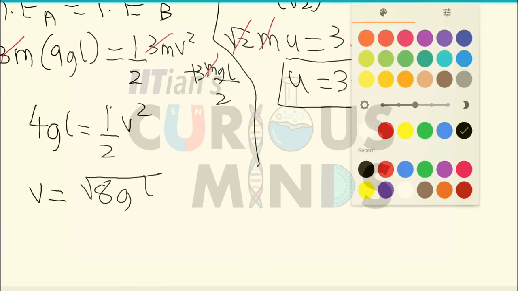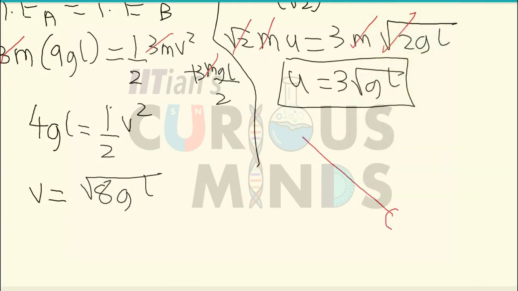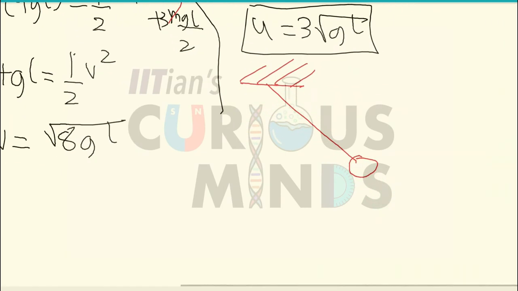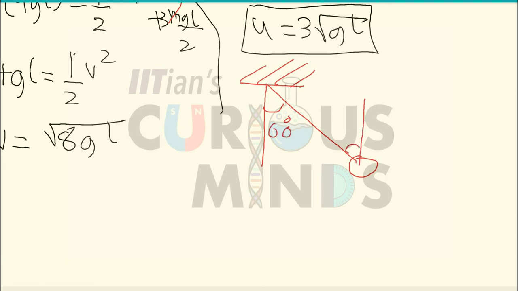Now let me illustrate what happens here. This is the string which is tied. With the vertical it makes an angle of 60 degrees, and this angle over here is also 60 degrees. Since the velocity is perpendicular to the string, this angle with the horizontal will also be equal to 60 degrees, and the initial velocity is root 8 gl.